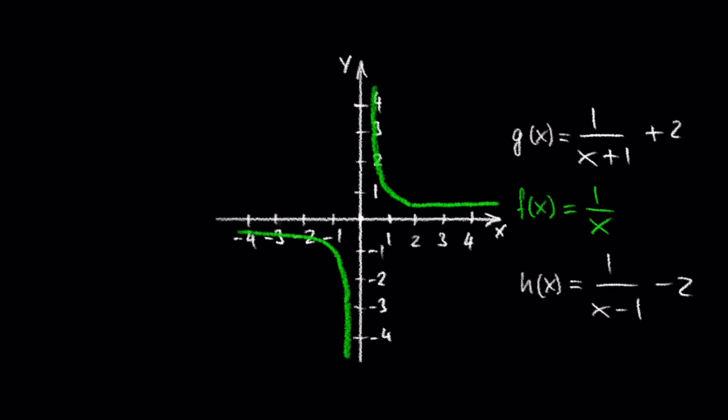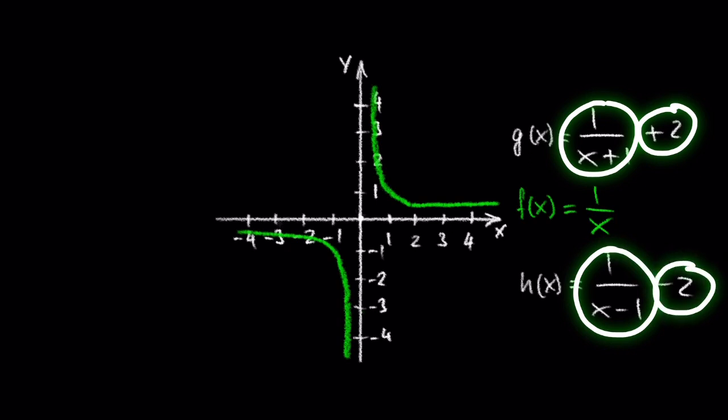Recall that adding or subtracting a number to a function shifts the graph up and down respectively. So we already know that the graph of this function is shifted 2 units up and the graph of this function is shifted 2 units down.